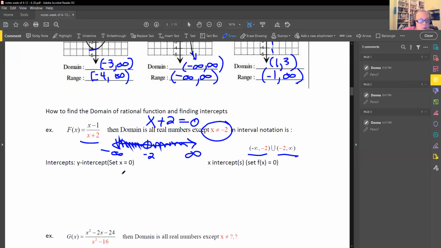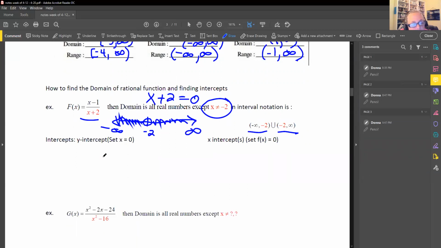Just to review, to find the y-intercept of a function, you set x to 0. So I get f of x, or y, equals (0 minus 1) over (0 plus 2). Well, that's easy. That works out to be -1/2. So I know what the y-intercept of this is. To find the x-intercept, I set the whole thing equal to 0.